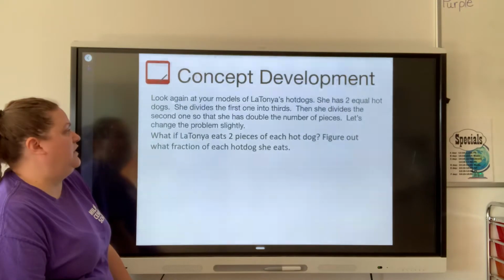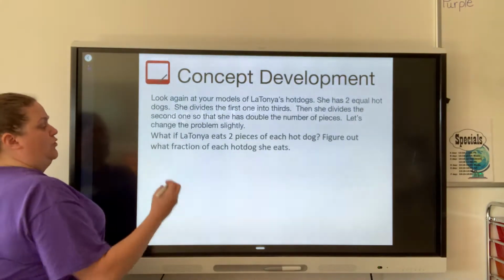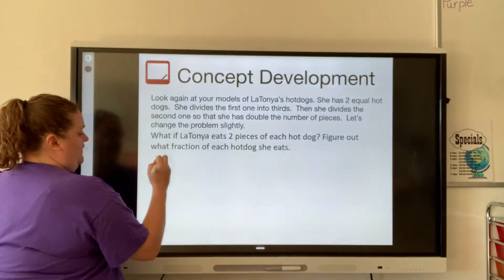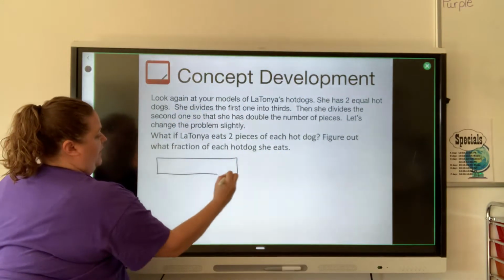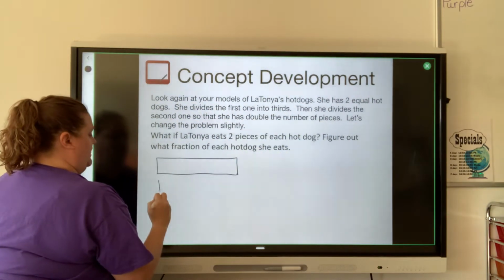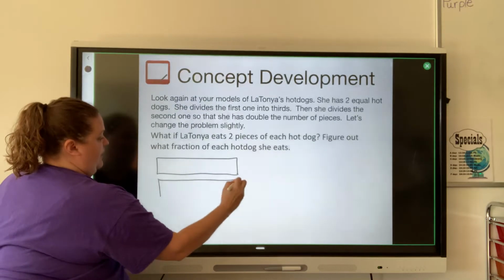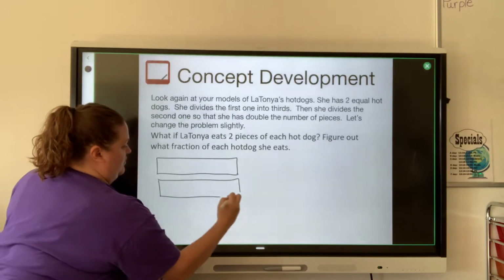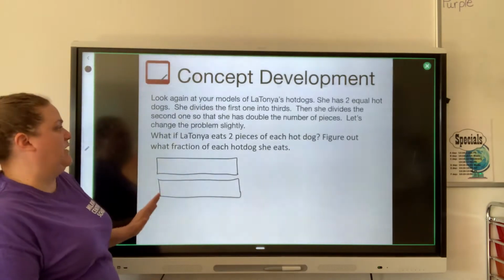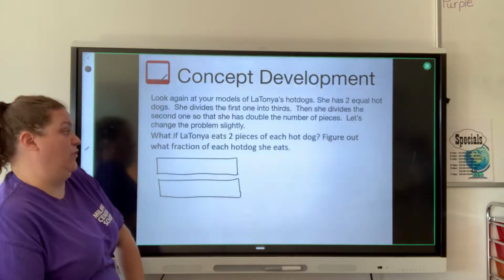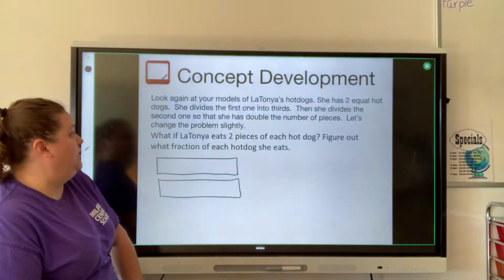She has two equal hot dogs. So I'm going to draw two fraction bars. If you wanted to draw hot dogs, you really could. But we're representing fractions here, and I want them to be as equal as possible, so I'm going to do two fraction bars, or two tape diagrams. So two exact ones, because Latania has two hot dogs. She has two equal hot dogs.